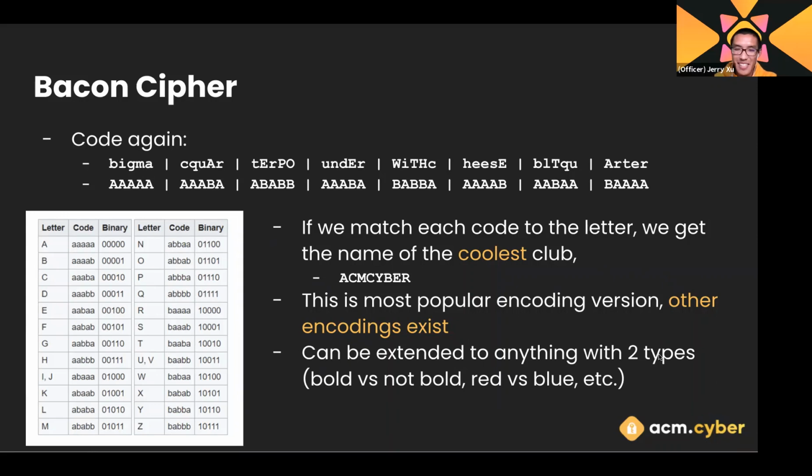This is the most popular encoding version for the Bacon cipher. There are other encodings where I and J, U and V are separate, but I guess for historical reasons, they have these two combined into one letter.